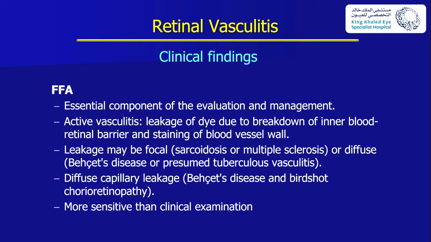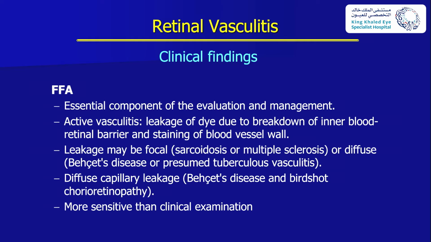Fluorescein angiography is useful to image a patient with vasculitis because with active disease, active vasculitis, there is leakage of dye due to breakdown of the blood retinal barrier and staining of the blood vessel wall. This is typical for active vasculitis. But the leakage pattern is important to limit the differential diagnosis.